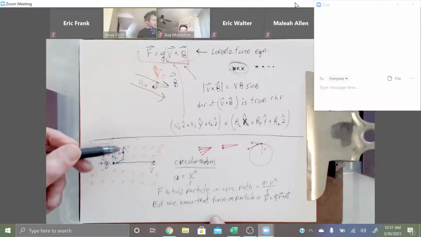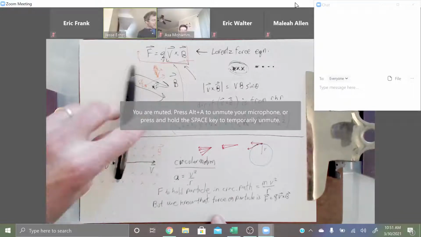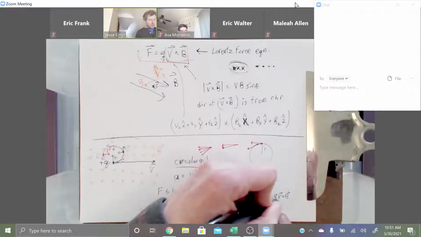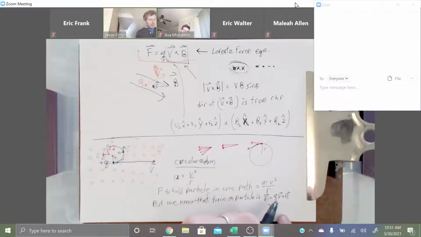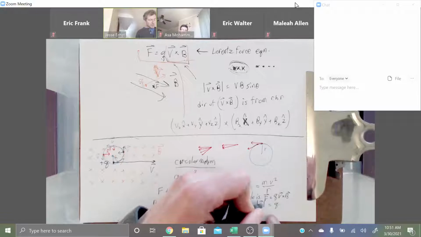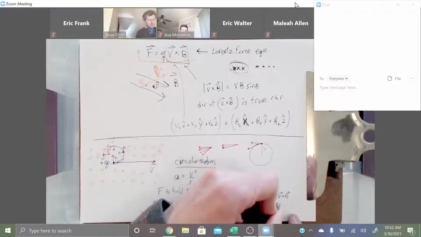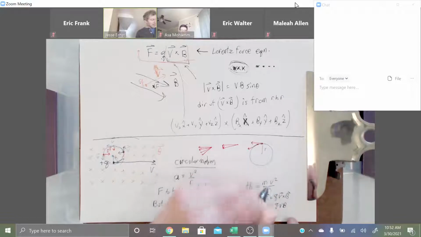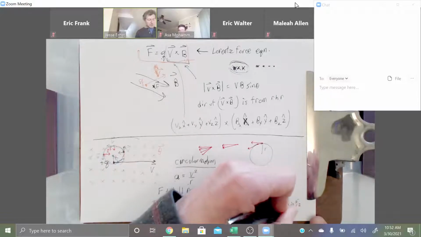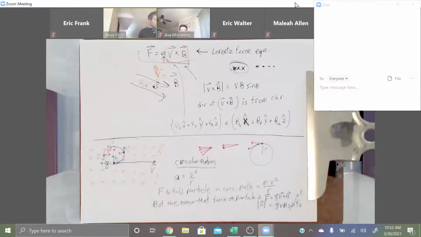But in all cases going around this circle, since b is into the page and v is somewhere on the surface of the page, v and b are perpendicular. So this just becomes q times the magnitude. Magnitude of the force is going to be magnitude of v times magnitude of b times sine of the angle between them, which is pi over 2, 90 degrees. And that's 1. So the force is q times v times b. And the acceleration, and the force needed to hold it in a circle is also m times v squared over r.